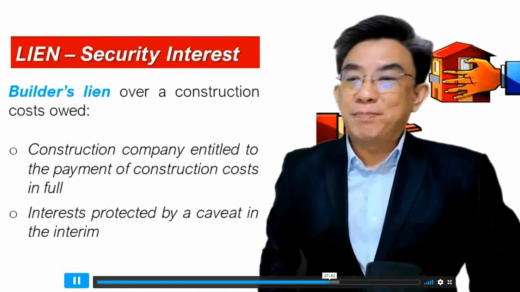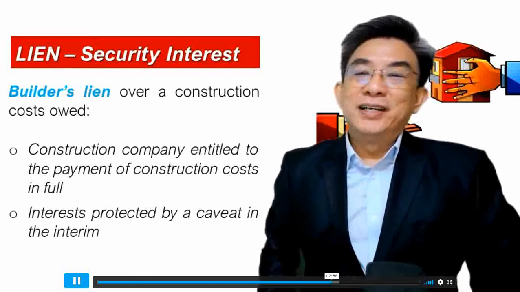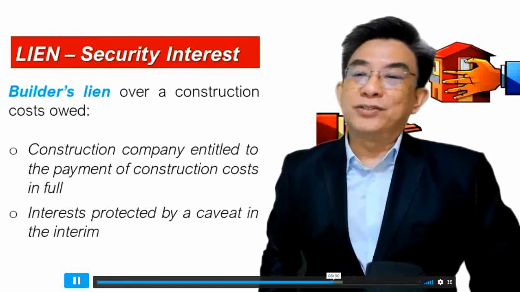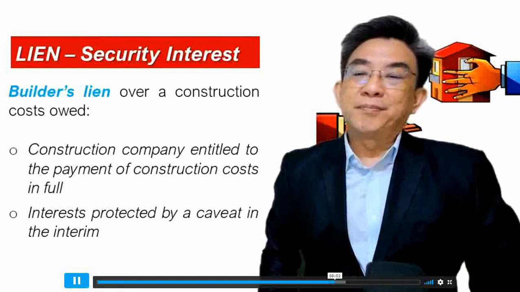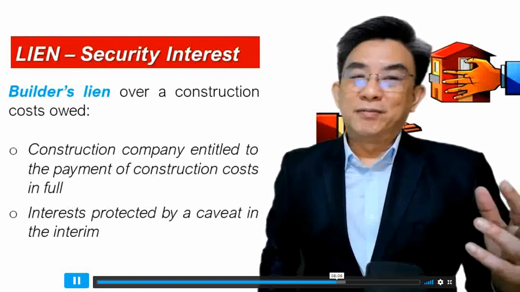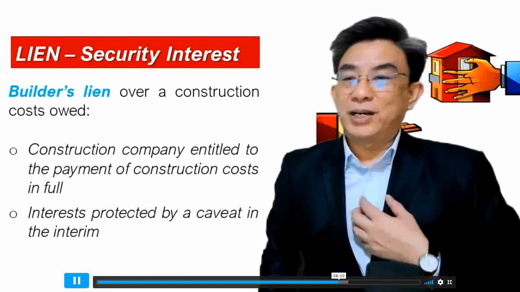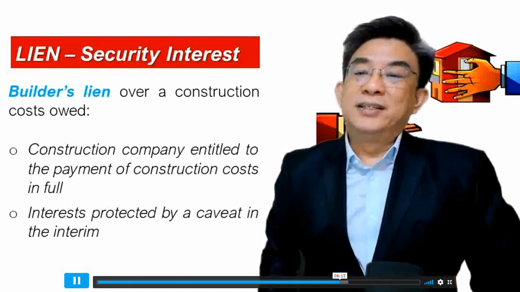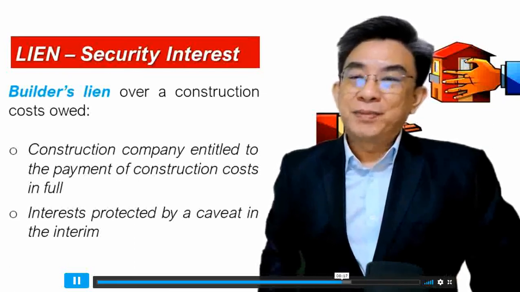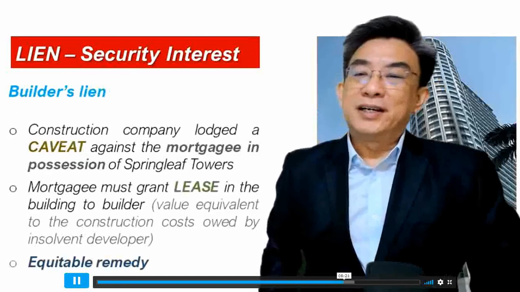Construction companies, we call them builders. Construction companies are entitled to, of course, full payment of the construction costs. And so what happens is that the building owner goes bankrupt, for example. Then the construction company has to quickly protect their interests by lodging a caveat in the interim. Okay, let me give you another example.